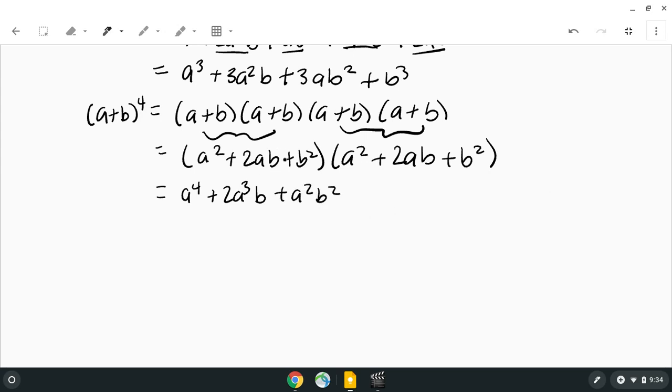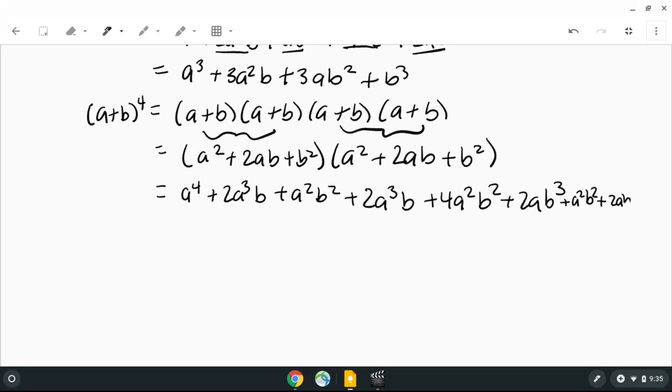Now I'm going to distribute 2ab to these three terms. So plus 2a cubed b plus 4a squared b squared plus 2ab cubed. And now I'm going to distribute b squared to all three of these terms. Let's see if I can squeeze them all in here at the very end. So I get plus a squared b squared, and I get plus 2ab cubed, and I get plus b to the fourth.